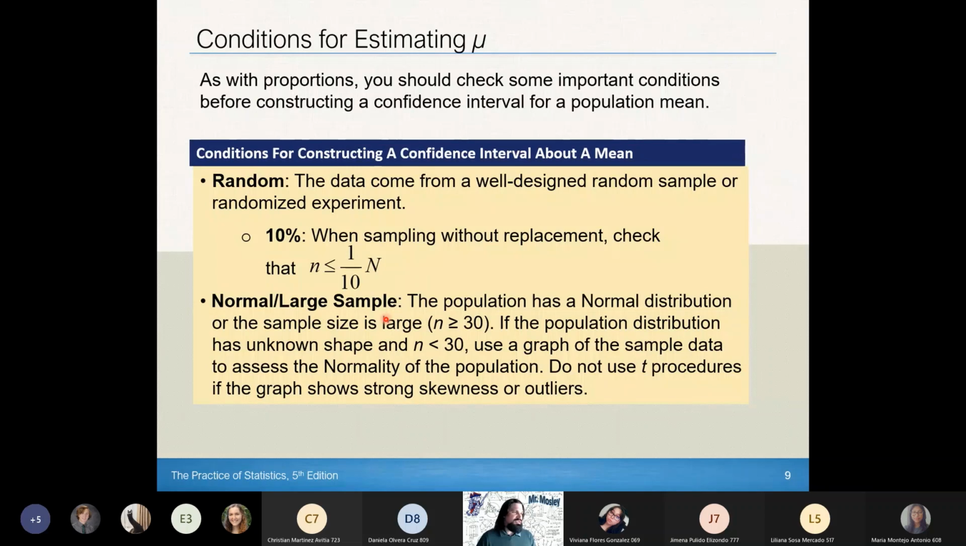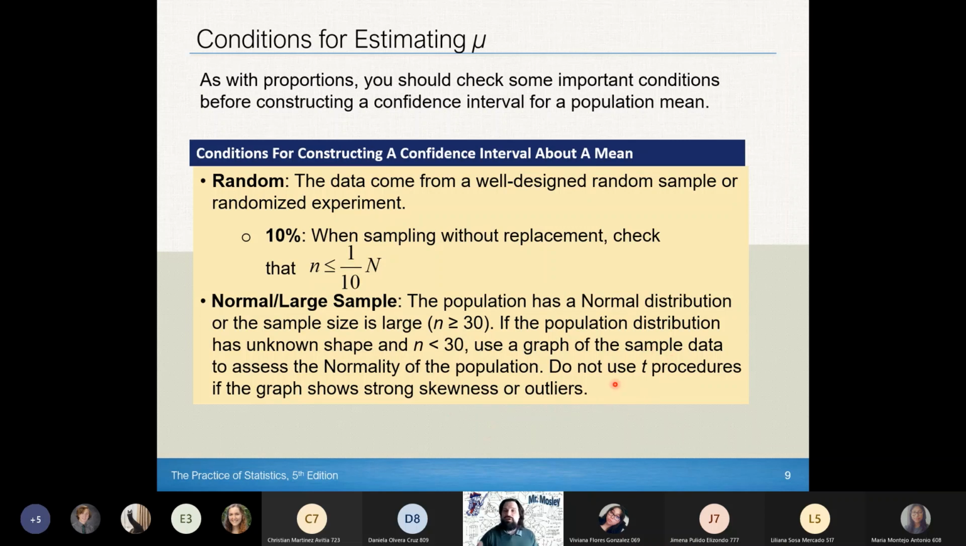And then we have the normal/large sample. This has a few different things about it. If the population has a normal distribution, or the sample size is large, n being greater than or equal to 30, we're good to go. If the population distribution has unknown shape and n is less than 30, meaning our sample size is less than 30, we need to graph the sample data and assess the normality of this. Got to make a dot plot, box plot, histogram, something so you can see the shape. And we cannot use T procedures, meaning we can't use table B, if the graph shows strong skewness or outliers.